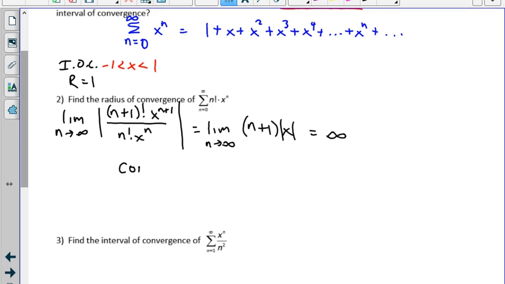So it converges only at x equals 0. And if you notice, when I have x equals 0 here, that'd be 0 times stuff. So it converges only at x equals 0, and the radius of convergence is 0.